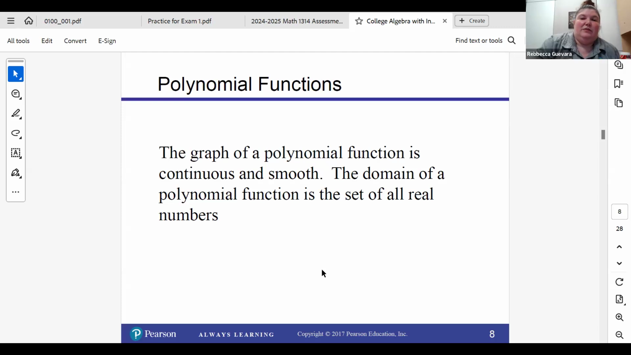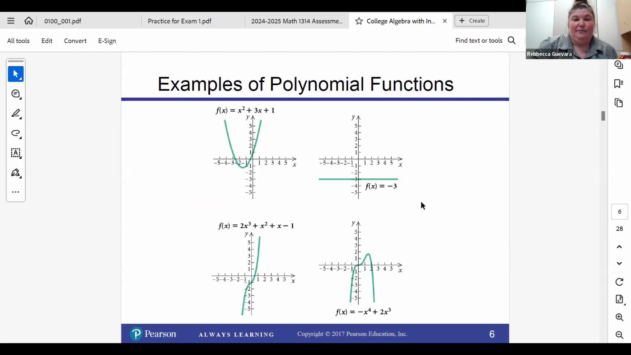It's a little involved what continuous means, but the graph of a polynomial function is continuous and smooth. The domain of a polynomial function is always the set of all real numbers. So if you look at all of these and think about that domain, this is just going off to infinity in both directions. So is this. So all these, we see a domain of all real numbers.